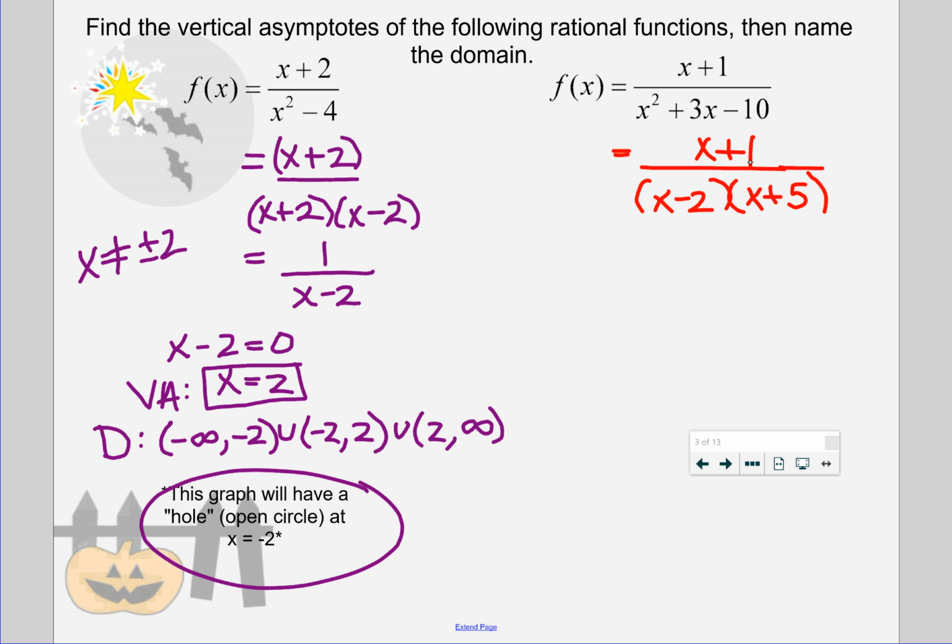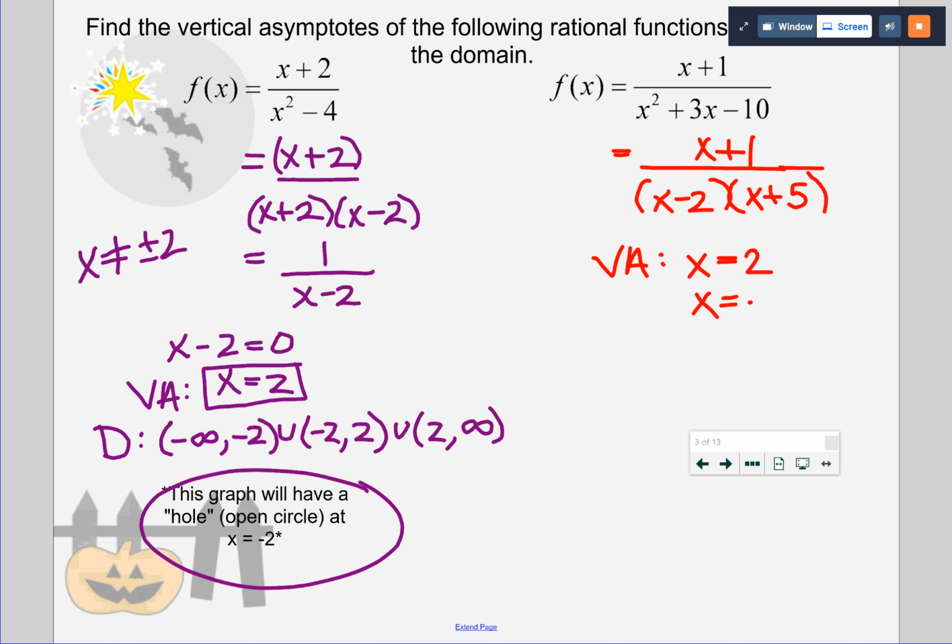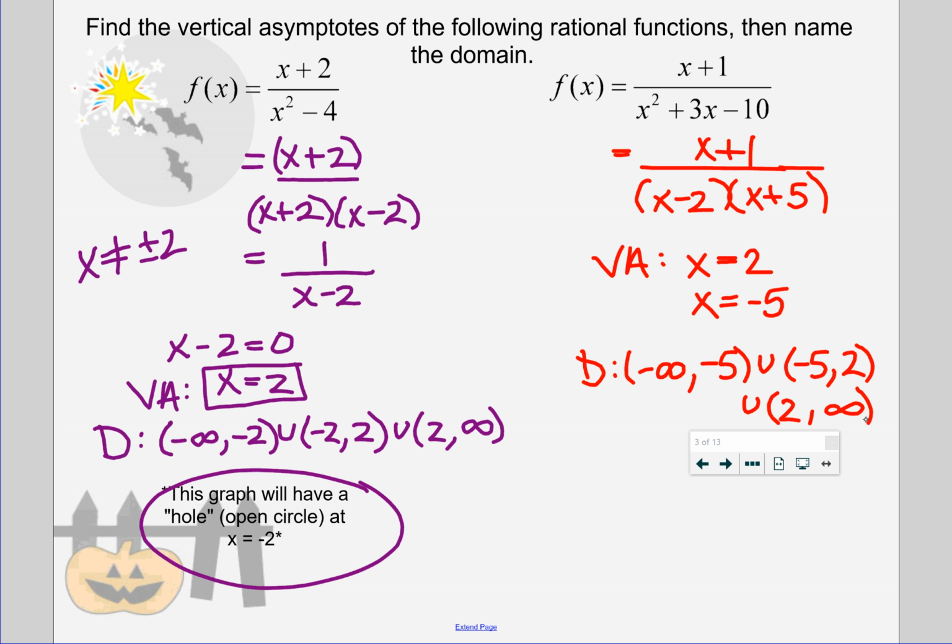Nothing reduces, which means any domain restriction will also be a vertical asymptote here. So we have vertical asymptotes at what numbers? x equals 2 and x equals -5, if I set each of those factors equal to 0. Domain then is just going to match up with that. Everything except 2 and -5, which in interval notation would be -infinity to -5, -5 to 2, and 2 to infinity, and everything there is parentheses.